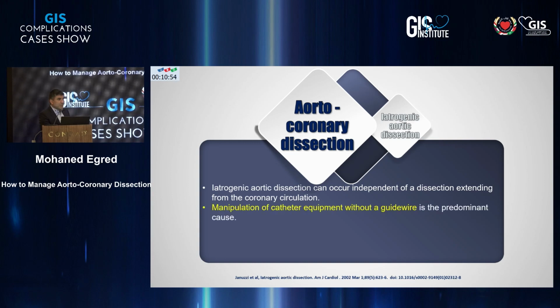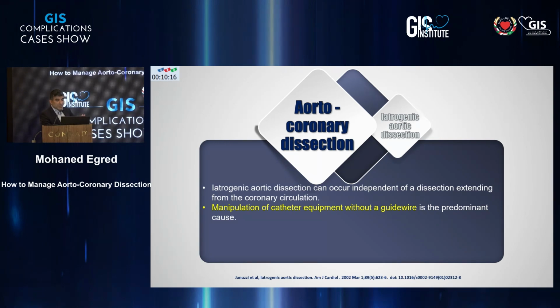And I mentioned this yesterday, and again, this was reported to be the most predominant cause of aortic dissection or coronary ostial aortic dissection. It is the manipulation of the guiding catheter, or the diagnostic catheter, without a guide wire. And you can understand the mechanism of this when you're moving the catheter around, particularly an aggressive catheter, for instance AL1 or some of the more supportive catheters, which can lead to dissection of the ostium that can extend a little bit more.